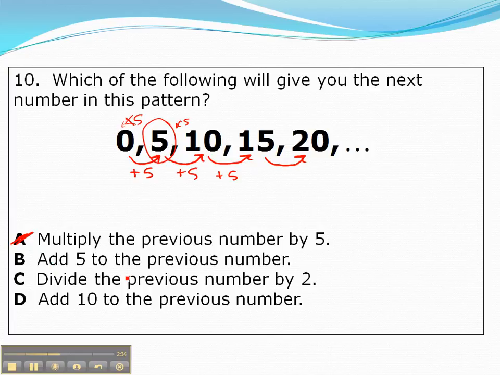Okay, answer choice B says add 5 to the previous number. That's the correct answer. If you add 5 to 0, you get 5. If you add 5 to 5, you get 10. If you add 5 to 10, you get 15. And you could just go through all the different answer choices until you find the one that works with the sequence given.